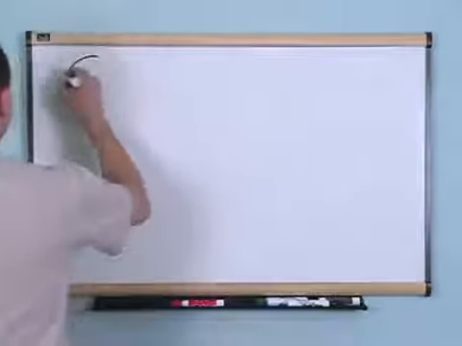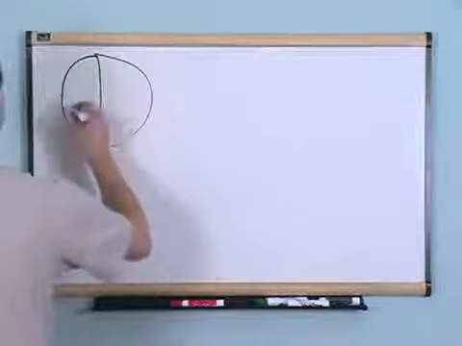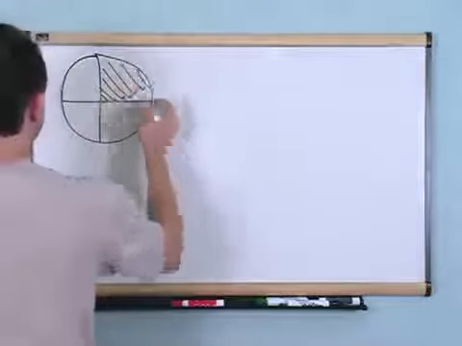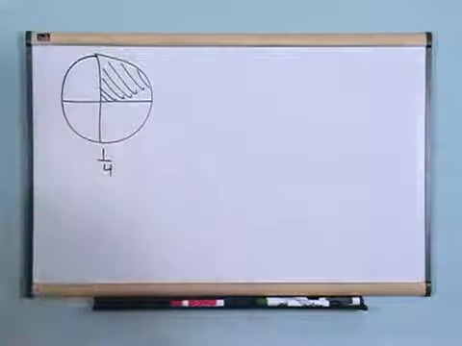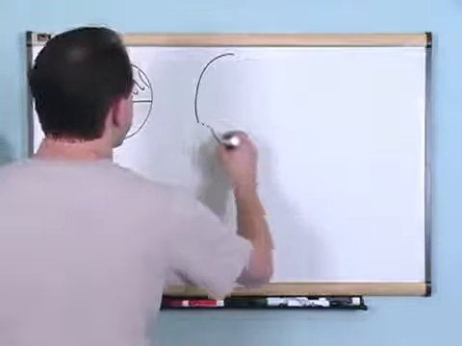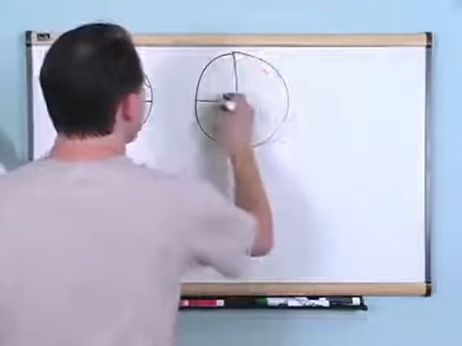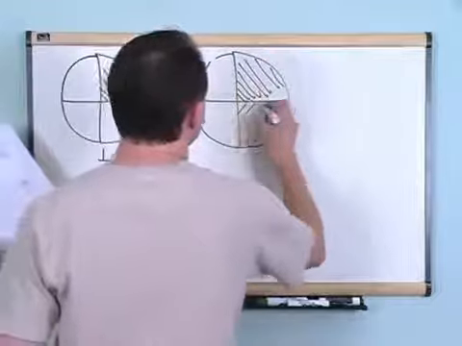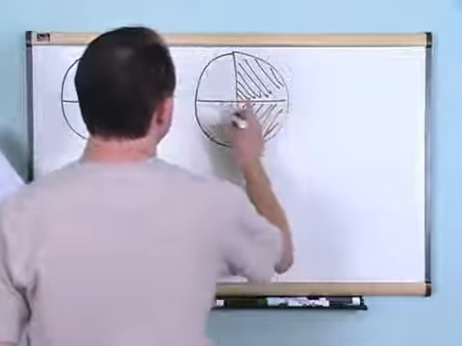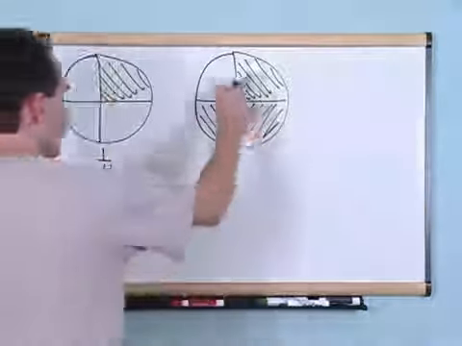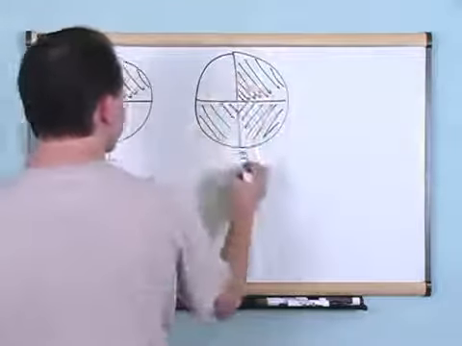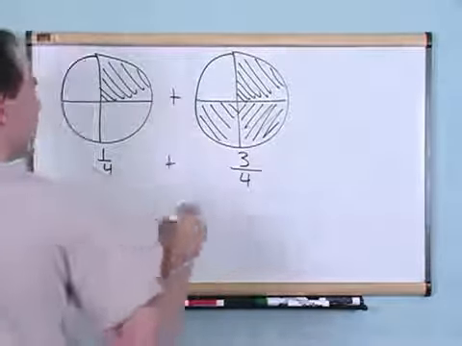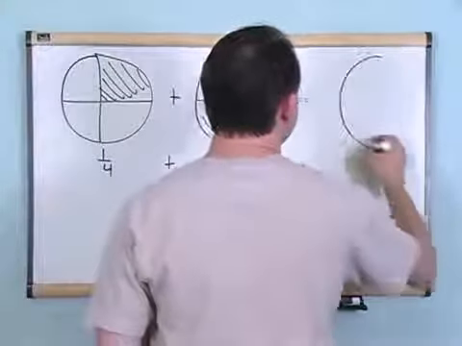Okay? What if I had 1/4 again? Here's 1/4. And then here's another pie over here. And let's say I'm going to take one piece here, and one piece here. So here's 1, 2, 3 pieces out of a possible 4 pieces, okay? And I want to add these up. What would be the answer in terms of pictures?